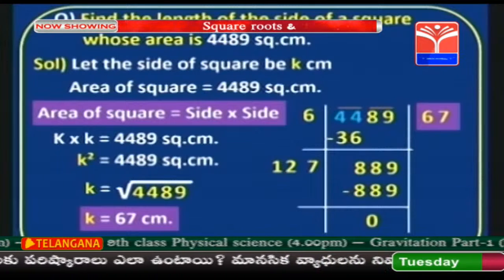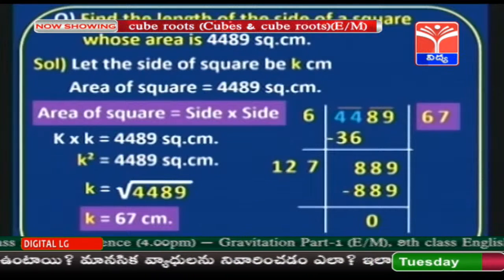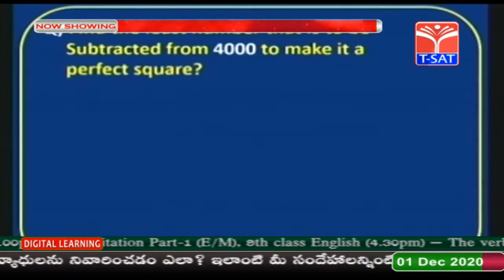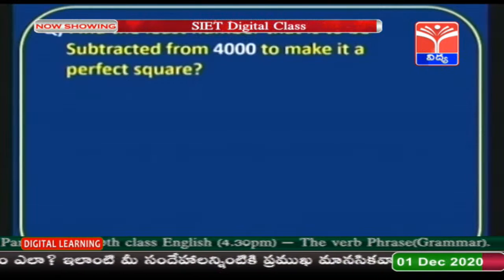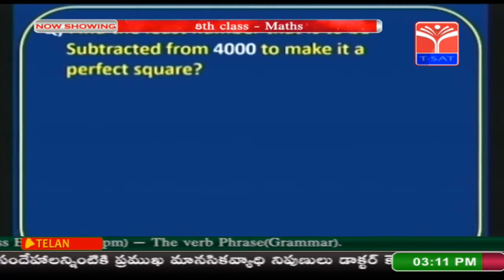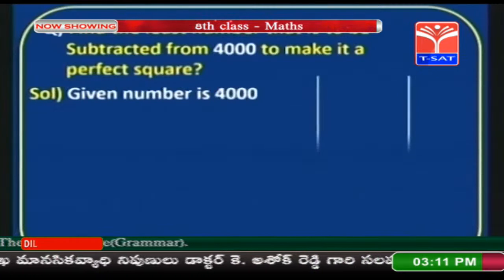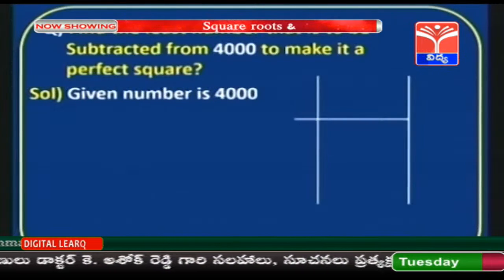So the length of the side of the square is 67 centimeters. Find the least number that is to be subtracted from 4000 to make it a perfect square. Given number is 4000. Let us use the division method here.